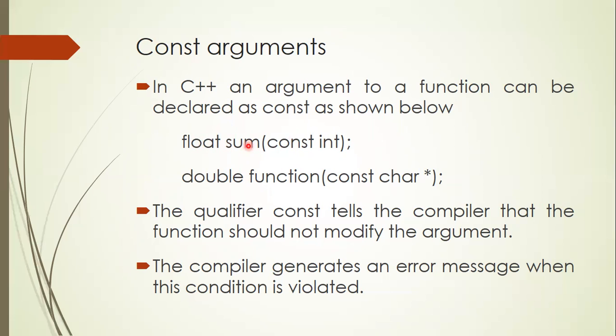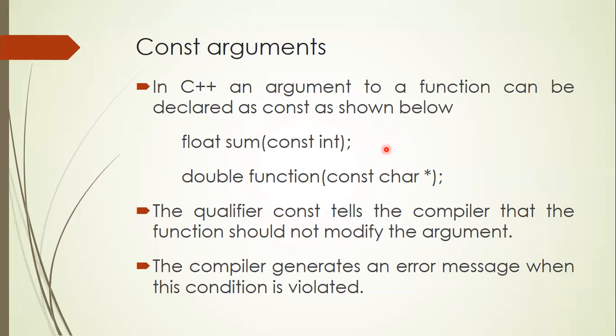Suppose here, float sum (const int, int). If you mention it as const int, int, it means the function has 2 arguments. Only the first argument is const, the second argument is a normal int, which means you can modify the second argument, but you are not supposed to modify the first argument. The compiler generates an error message when this condition is violated.